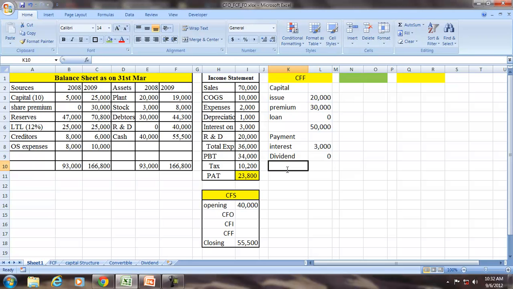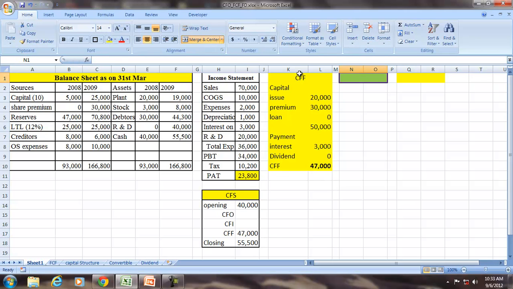So therefore, cash from financing decision is equal to 50,000 minus 3,000, so 47,000 is the cash from financing decision. Cash from financing decision is 47,000. We put that cash from financing decision here.